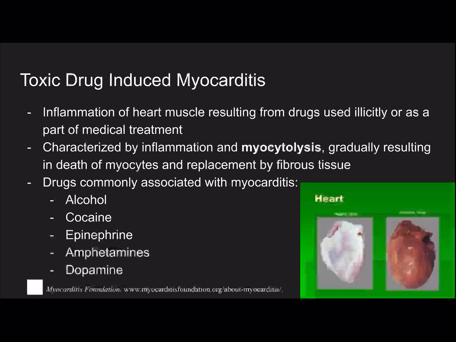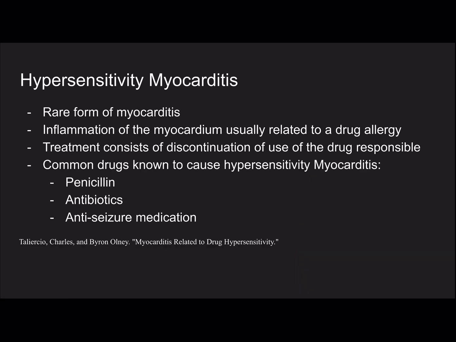And this information comes from the Myocarditis Foundation. In this picture, you can see that on the left there's a healthy heart, and on the right there's a heart that's been affected by someone who drinks alcohol heavily. You can see that, especially along the top and the right side of the heart, it's starting to turn black a little bit, and that would be an example of that fibrous scar tissue that's starting to go over the heart. And hypersensitivity myocarditis.